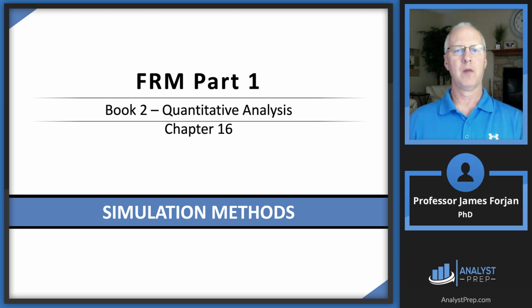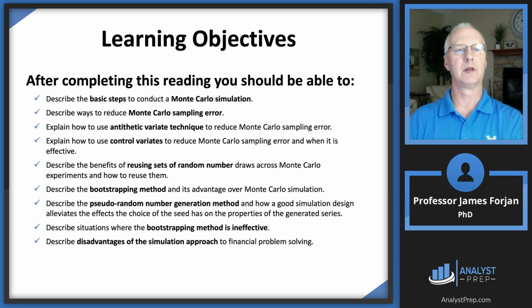This is FRM Part 1, Book 2, Quantitative Analysis, Chapter 16, Simulation Methods. Let's look right at the learning objectives. We're going to do lots of describing and lots of explaining. Basic steps of Monte Carlo, describe sampling error, explain how to use antithetic and control variates.